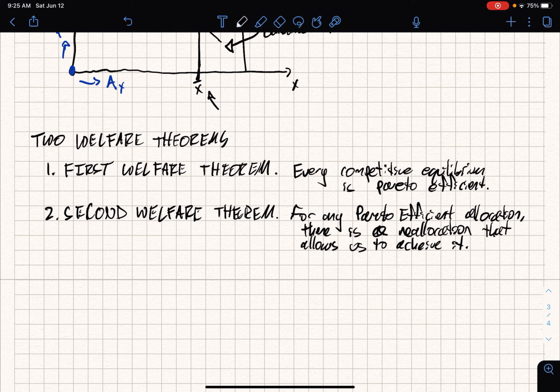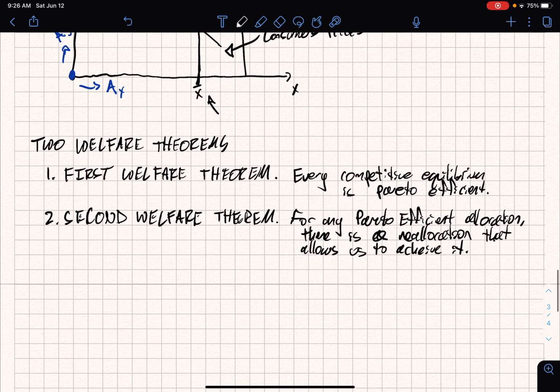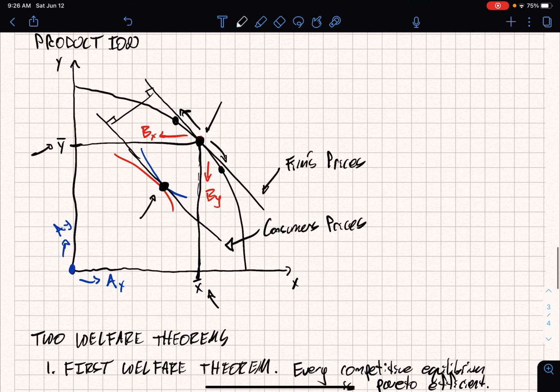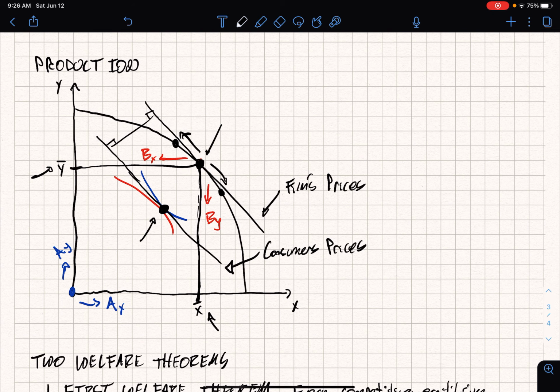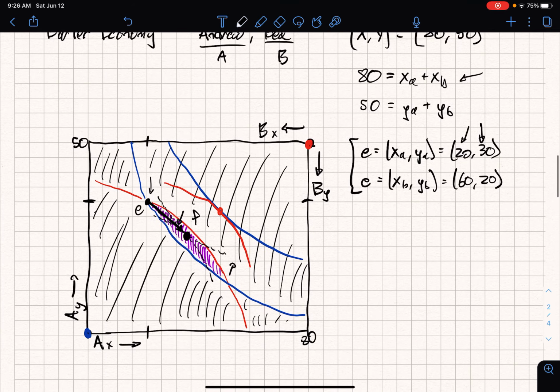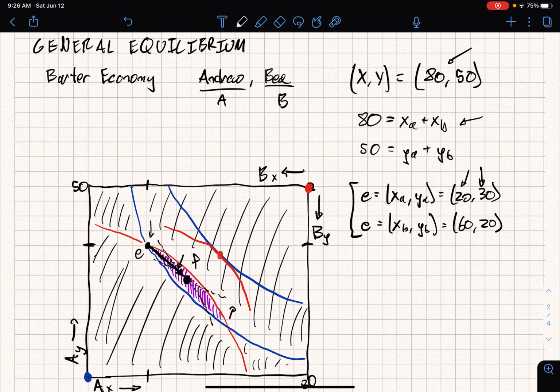This second welfare theorem is defined in a lot of different ways. So take a look at the textbook if the intuition here isn't exactly clear. But essentially all we're saying is, if we go back up to our original general equilibrium graph, we can just change the endowments here and redistribute from Andrew to Bea in a way that allows us to achieve any point on the contract curve.